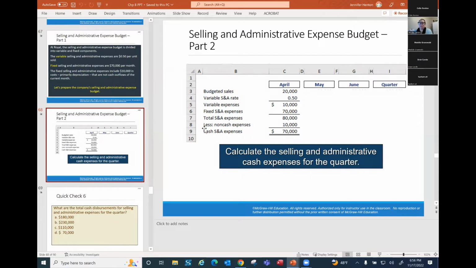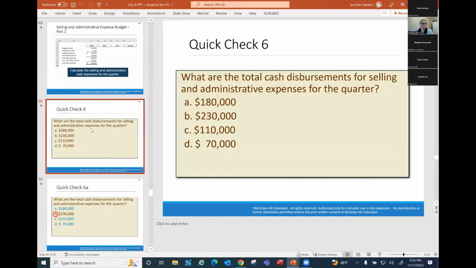All right. So we have our budgeted sales, 20,000 units. Variable selling and administrative rate is 50 cents per unit. That was the information that was given to us. So we calculate it out by multiplying. So we get 20,000 times 50 cents to $10,000. Then we have our fixed expenses of 70,000 to come up with a total expense of 80,000. Then we want to pull out the non-cash transaction of 10,000. So we're deducting it, 80,000 minus the 10,000. My cash expense is going to be 70,000 for my selling and administrative.